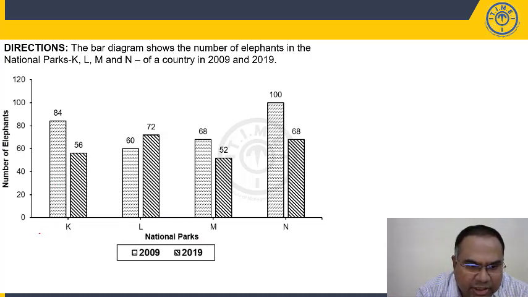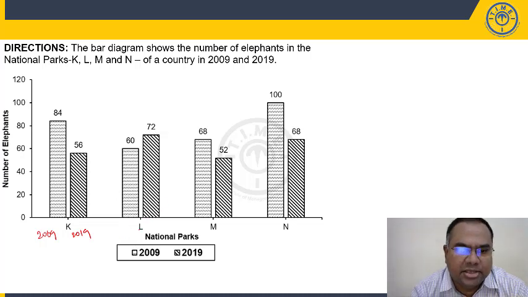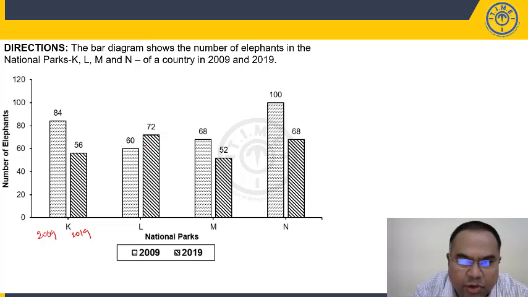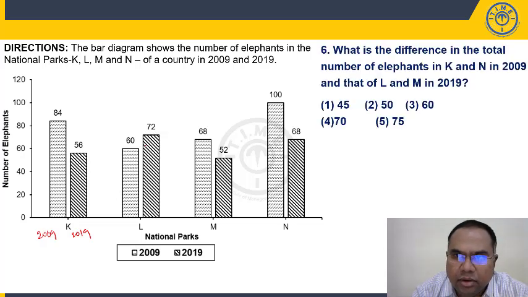The first bar is 2009. The second bar represents the value in 2019 in each of these parks. So we have 4 parks and we have the number of elephants present in those national parks in 2 different years, 2009 and 2019. The first bar for each national park represents 2009, that's the dotted one, and the slant line represents the year 2019. Right, students? Now I'll give you the first question here on your screen. Try this, students. I'll give you 45 seconds of time.